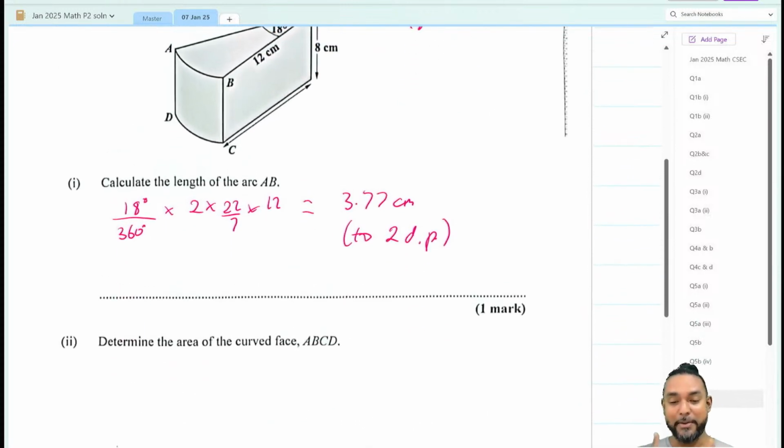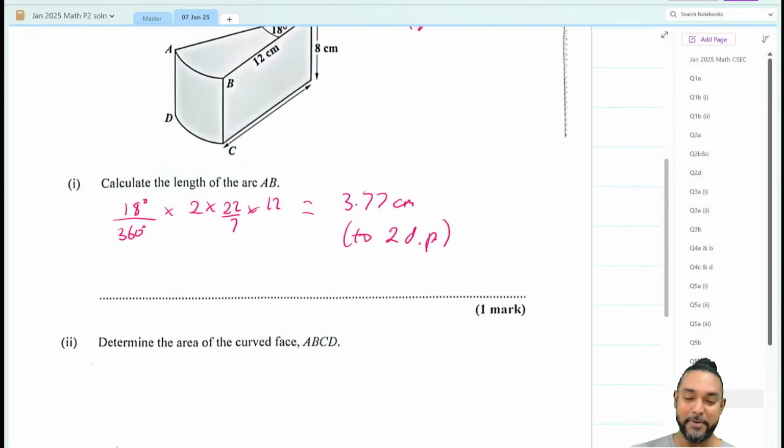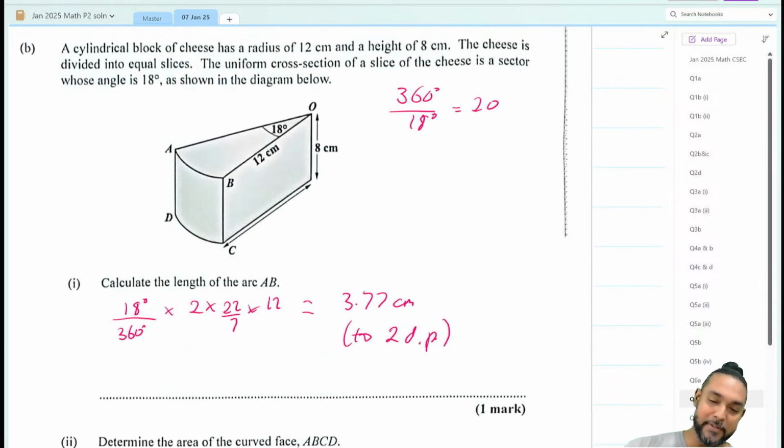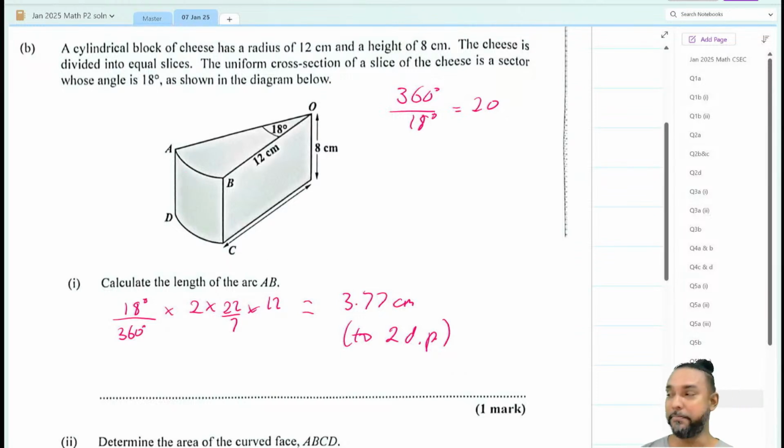So this was the part that had me kind of confused initially. Determine the area of the curved face ABCD. The area of this face here. Well, I'll tell you how I do it, right?